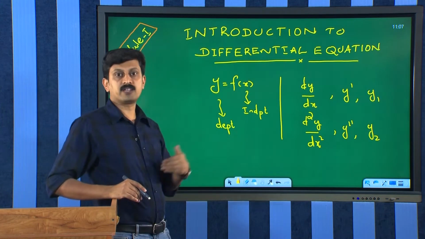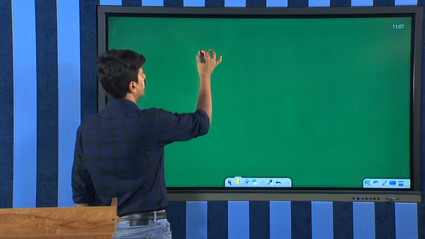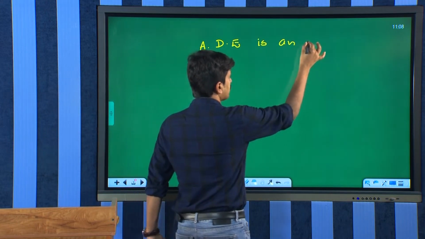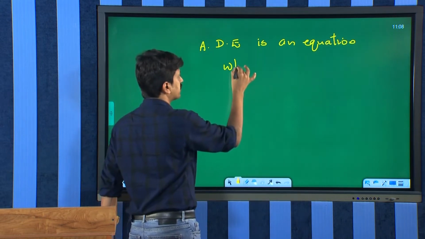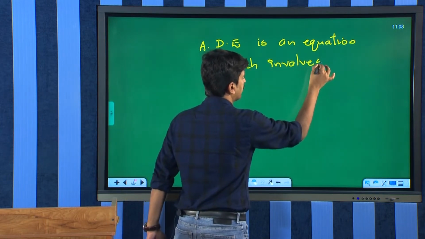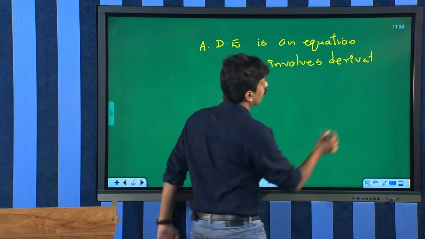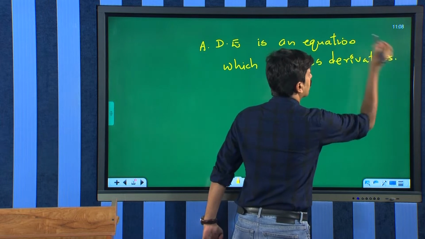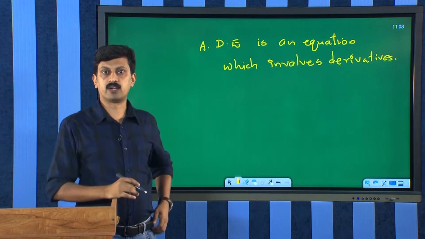Actually, a differential equation is an equation which involves derivatives. A differential equation is an equation which consists of derivatives. The derivative may be of any order, maybe first order or second order or any other higher order. So it is just an equation which involves any kind of derivative.